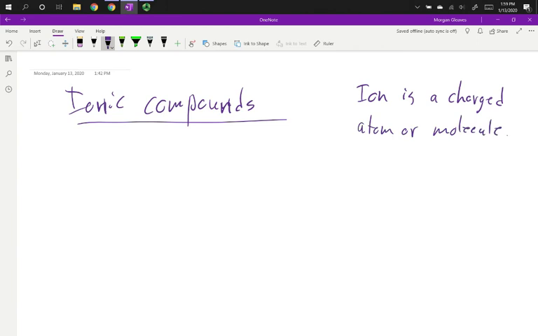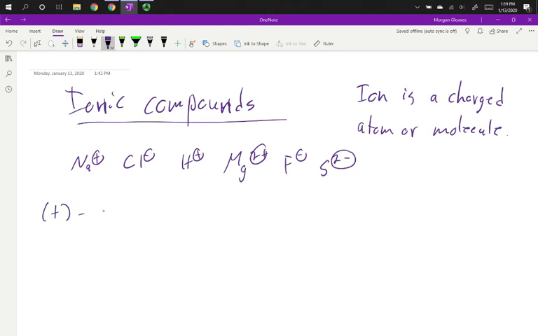So things we think of that we've seen so far as ions: Na+, Cl-, H+, Mg2+, F-, S2-. All of these are ions. Here's an element that has a charge instead of being neutral. There are two general classes of ions. There are the plus charged ions. These are known as cations. Not "cations," they are cations. If you have a minus charge, you are an anion.